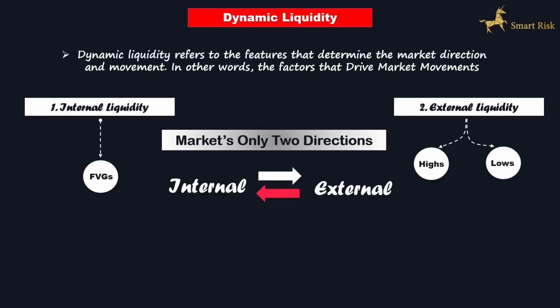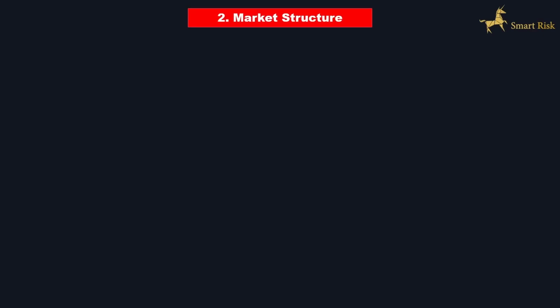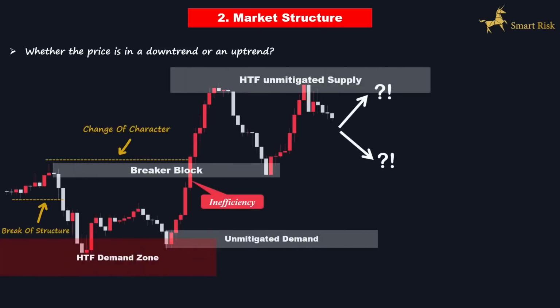Once we have a solid grasp of liquidity dynamics, our focus shifts to the second confluence factor: market structure. We analyze where the price is likely to move and gain an understanding of the dominant direction. This involves identifying whether the price is in a downtrend or an uptrend. To do this, we begin by analyzing market sentiment on a higher time frame, such as the 4-hour or 1-hour time frame.